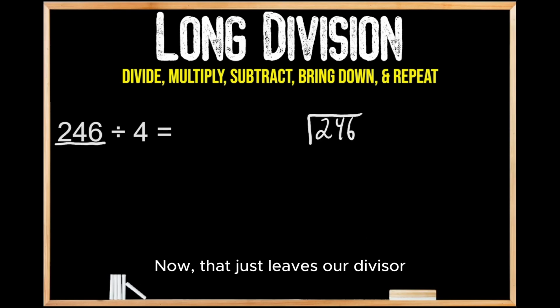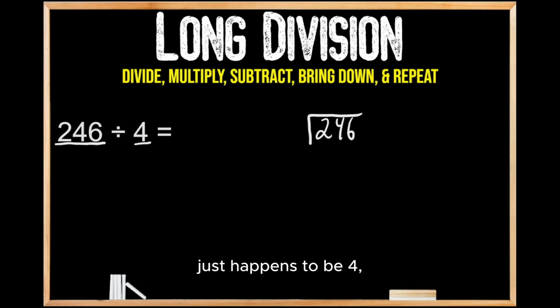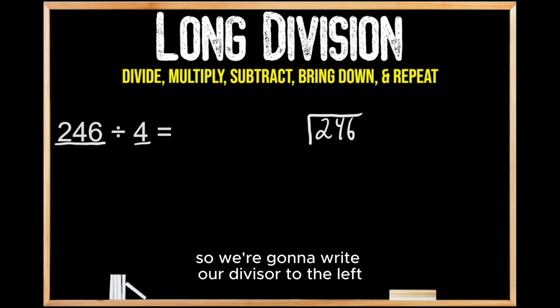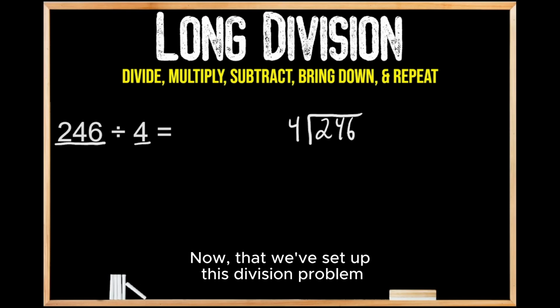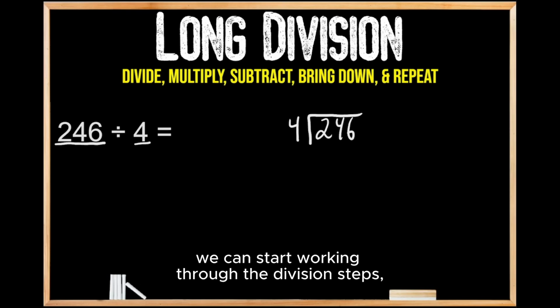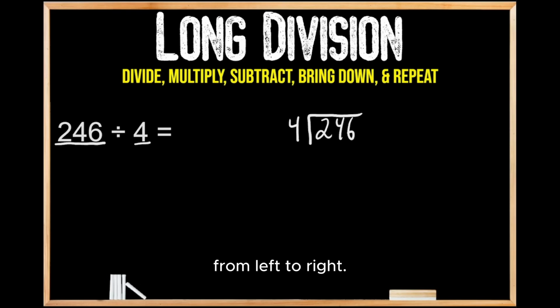Now that just leaves our divisor, or the number that's doing the dividing, which in this case just happens to be 4, so we're going to write our divisor to the left and on the outside of our division bar. Now that we've set up this division problem, we can start working through the division steps, which we'll see highlighted in yellow up above from left to right.